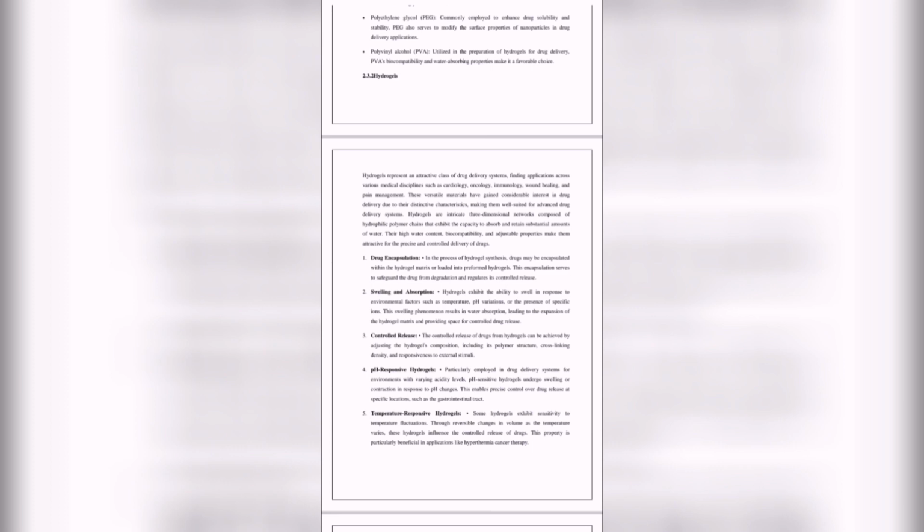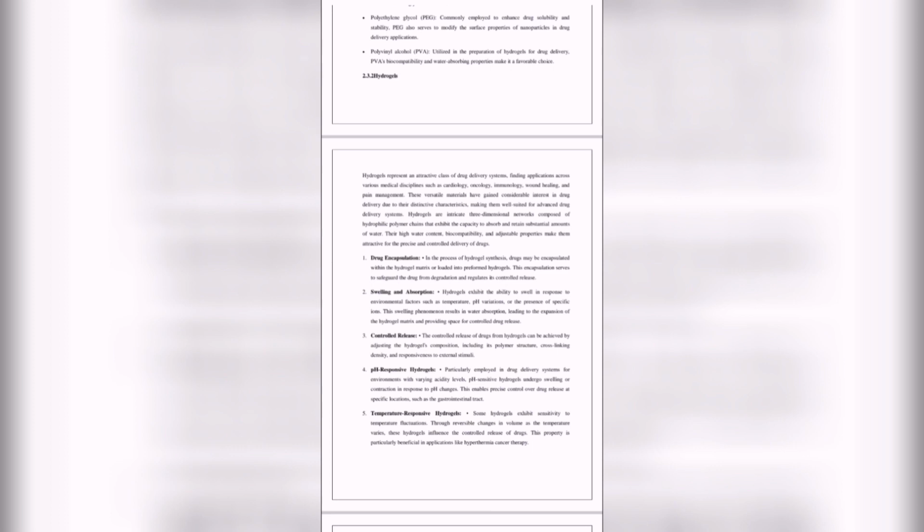Next is controlled release. The controlled release of drugs from hydrogel can be achieved by adjusting the hydrogel's composition, including its polymer structure, cross-linking density, and responsiveness to external stimuli. pH responsive. There are some pH responsive hydrogels and there are some temperature responsive hydrogels. pH responsive hydrogels are particularly employed in drug delivery systems for environments with varying acidity levels. pH sensitive hydrogels undergo swelling or contraction in response to pH changes. Meaning when pH changes, pH responsive hydrogels vary. This enables precise control over drug release at specific locations such as the gastrointestinal tract.